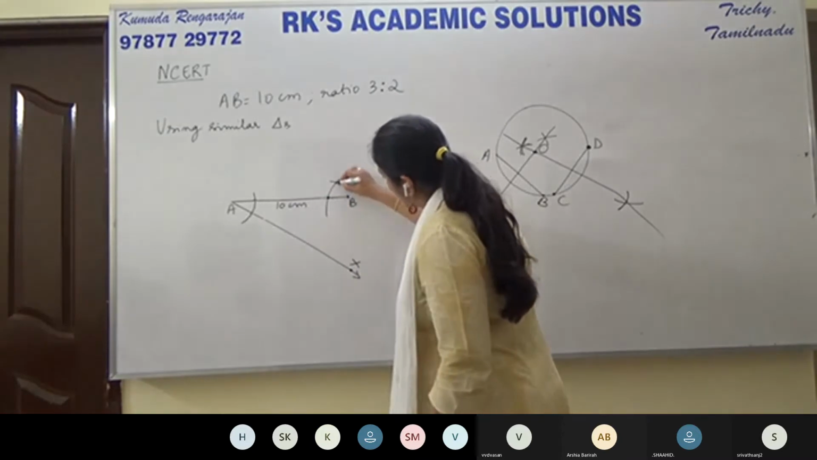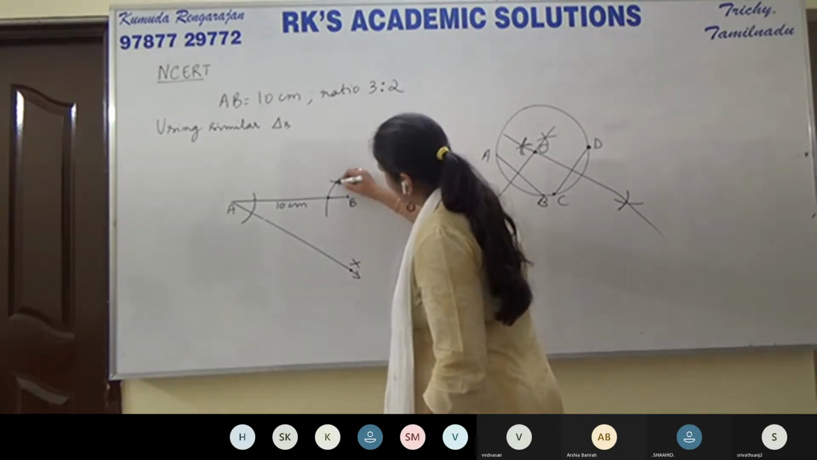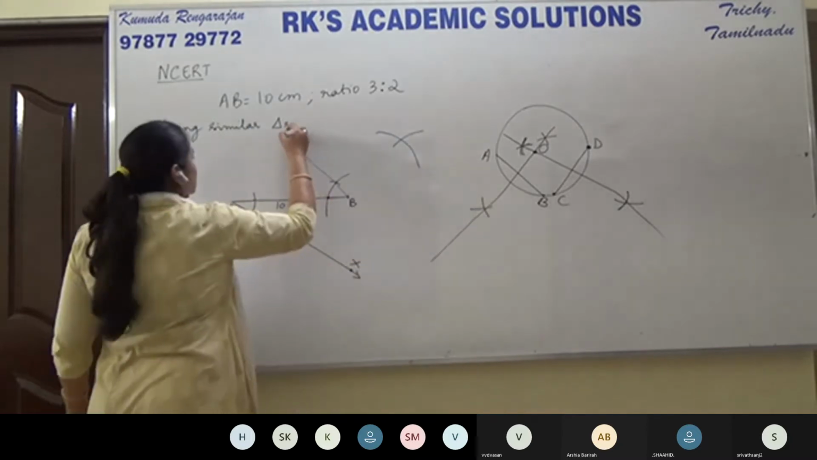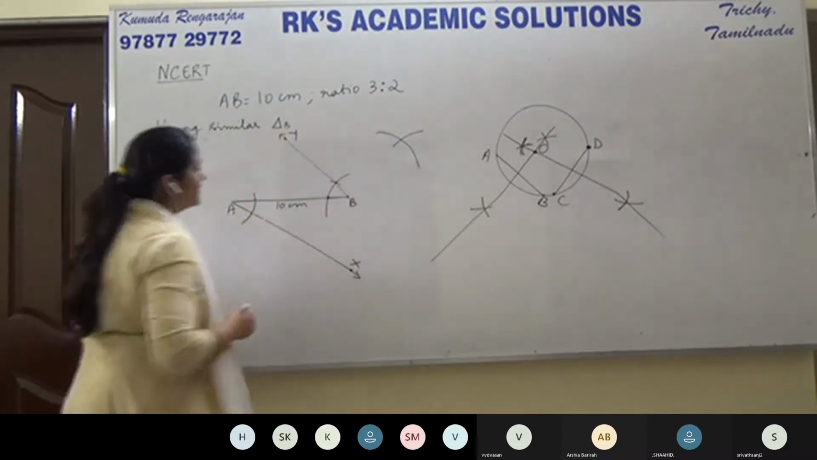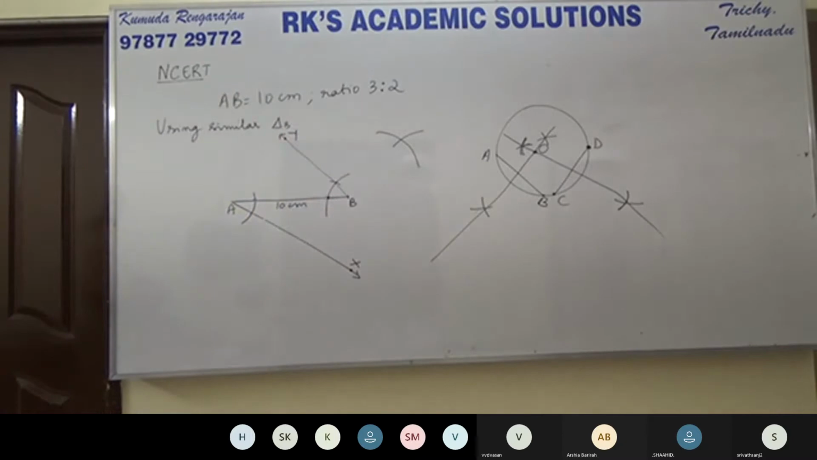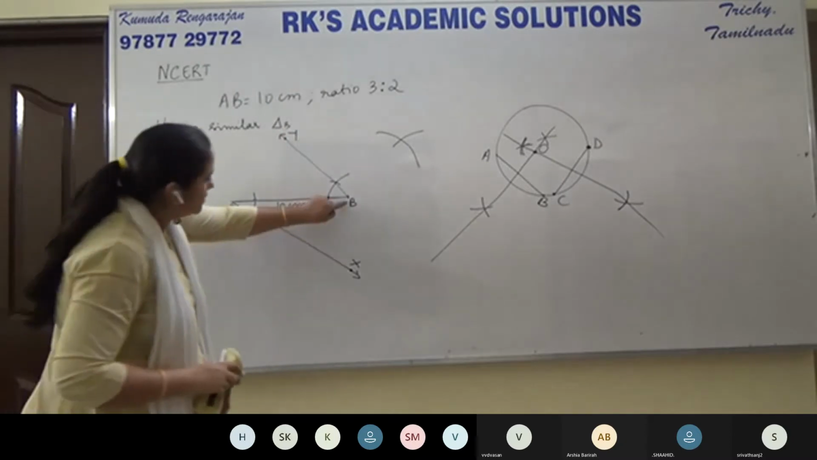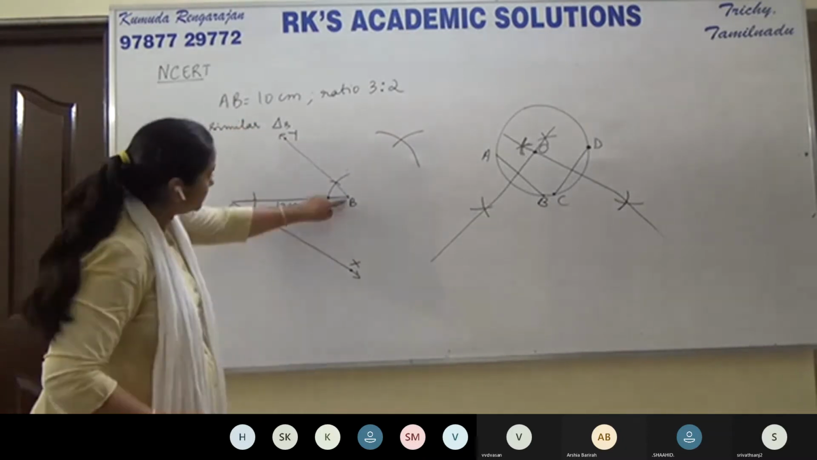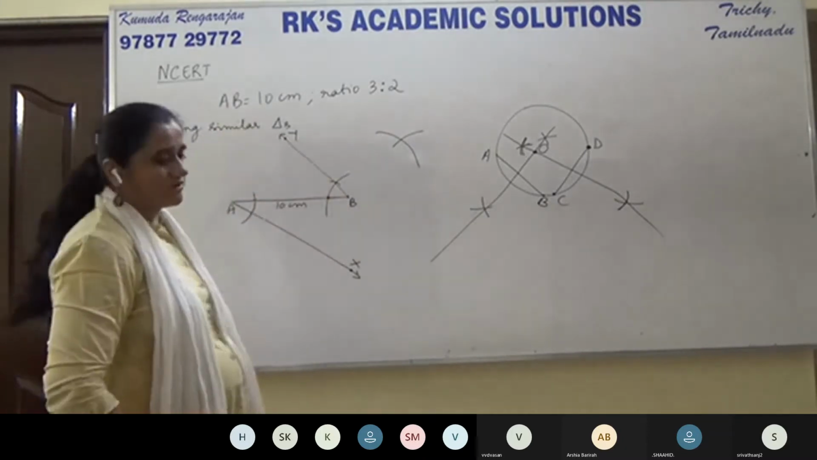Now, join these 2 points and get that other ray. Let it be BY. Join these 2 points and get this ray BY.